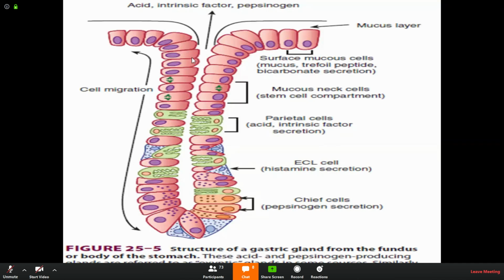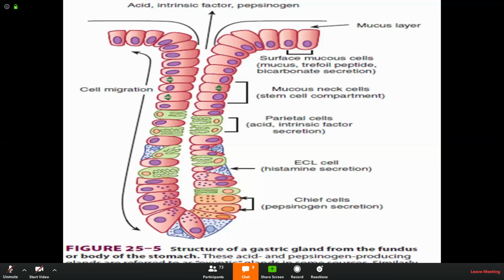So this is the structure of the gastric gland. These are the surface mucous cells or epithelial cells. They secrete the mucus, bicarbonate, and trefoil peptide. In exams, it is mostly asked why the stomach is not auto-digested.